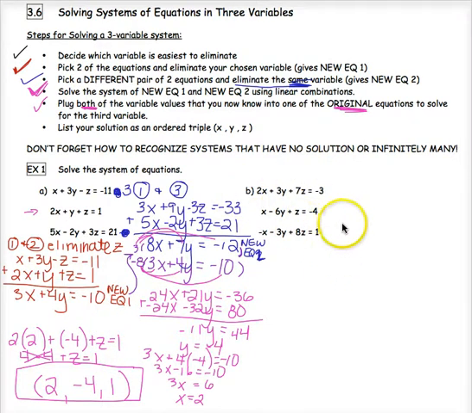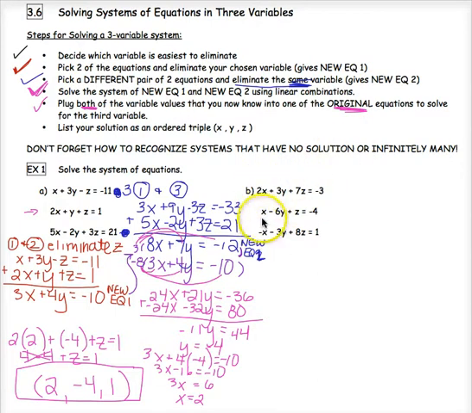So we've got one more to do. I'm going to walk through these steps again, and this is going to take a little bit of practice, so you may have to do some extra ones on your own. All right, so let's take a look here and start with our red again. First, look at them, decide what variable's easiest to eliminate.